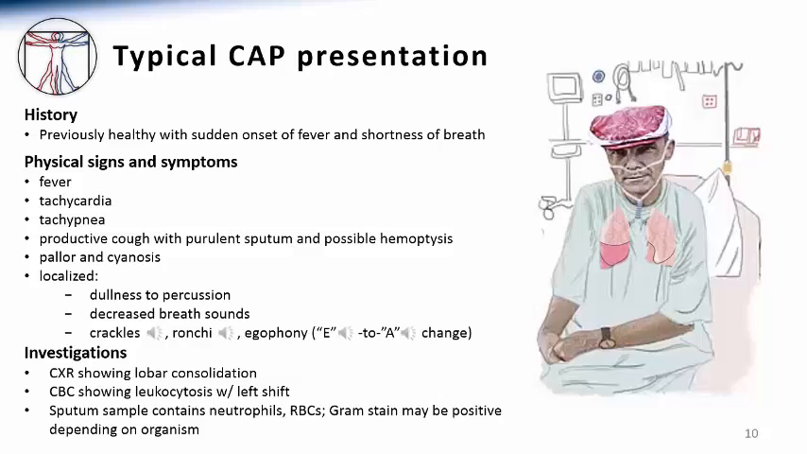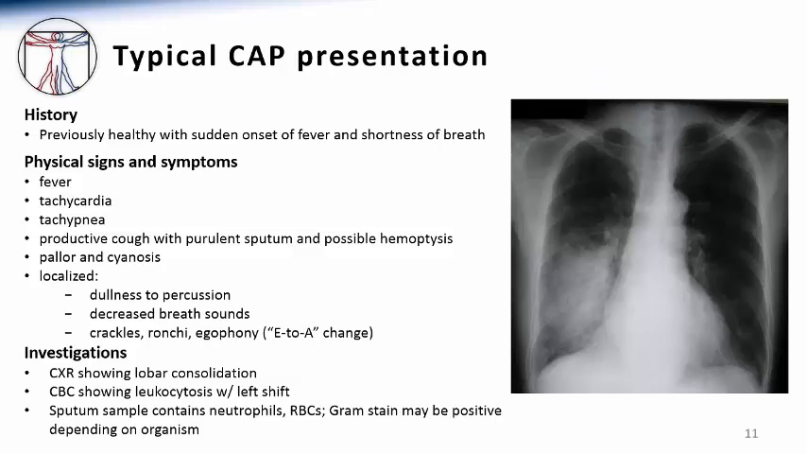Our patient had evidence of hypoxemia with pallor and cyanosis, and on lung exam, a more consolidative and focal pattern of infiltrate would present with dullness to percussion, perhaps decreased breath sounds because of the alveolar inflammation, and various other auscultative signs such as crackles, rhonchi, and egophony. And examples of these are embedded in the file for you to listen to.